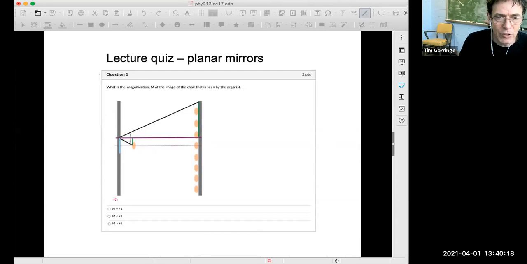So again, the question is, what is the magnification for this planar mirror? How much is the image of the choir magnified compared to the original object of the choir? And for planar mirrors, the magnification is 1. Magnification is +1, meaning the image in a planar mirror always appears to be the same size as the object in front of the planar mirror, and it appears the same way up. It's always upright.